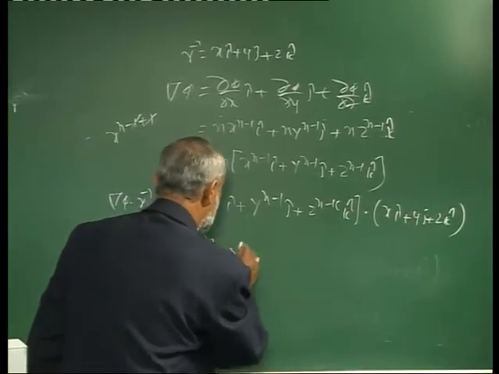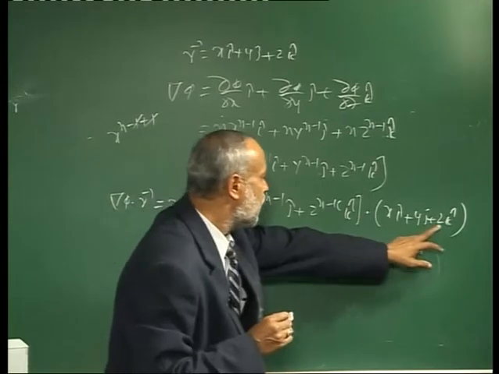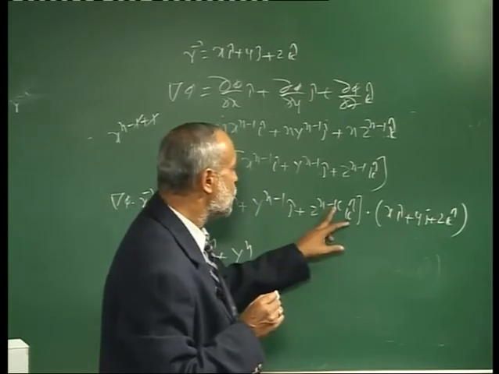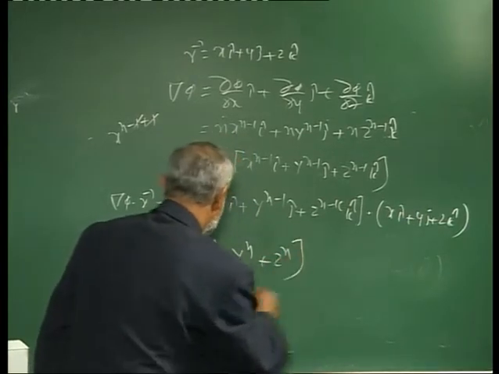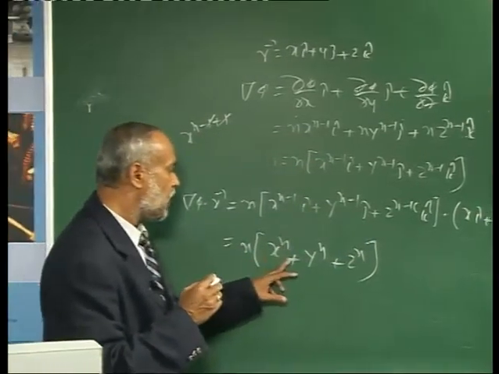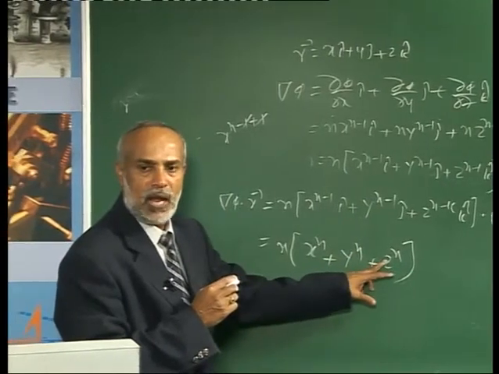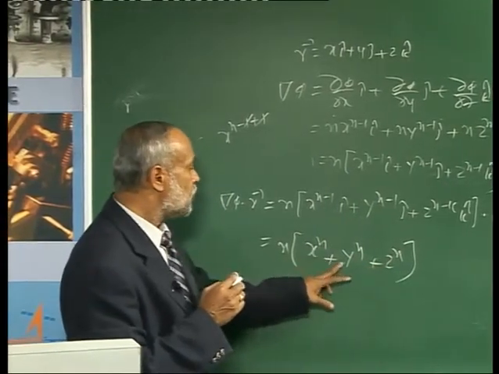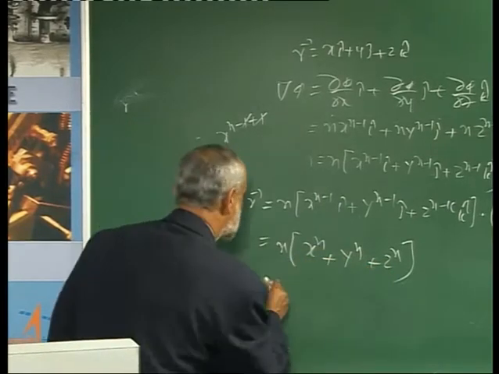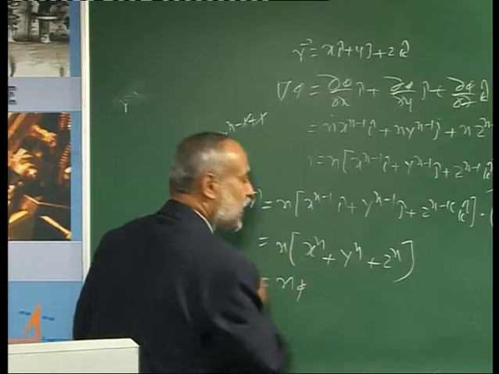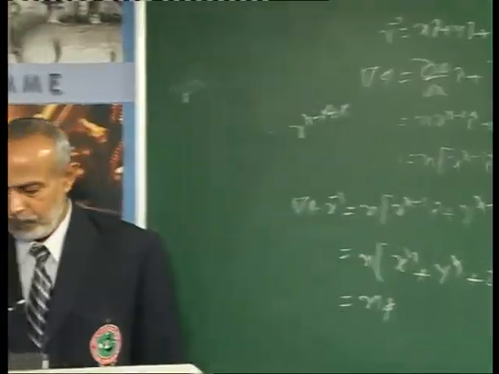y to the power of 1 and y to the power of n minus 1 is y to the power of n, k dot k vector is 1, z to the power of n minus 1 and z gives z to the power of n. Then n into x to the power of n plus y to the power of n plus z to the power of n. You know x to the power of n plus y to the power of n plus z to the power of n is given in the problem as phi. You can substitute back, then n into phi, this is the required result.